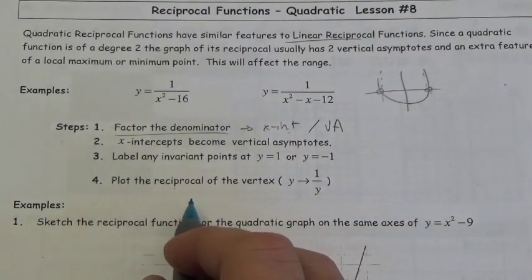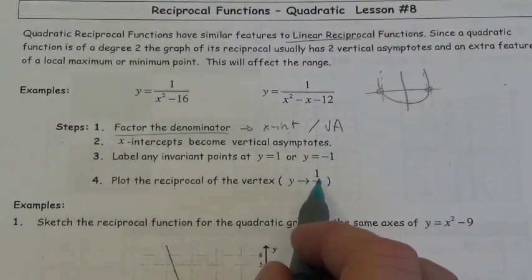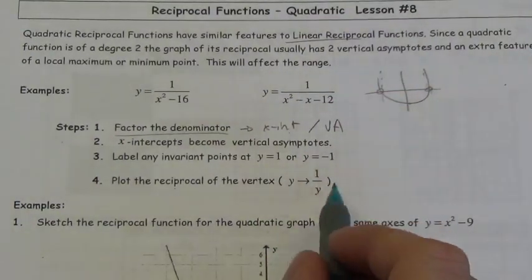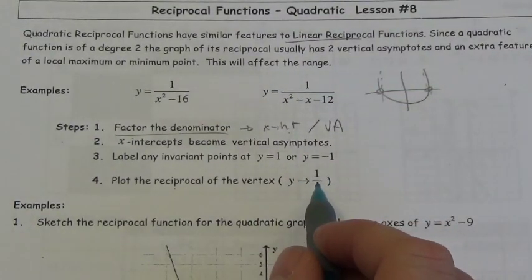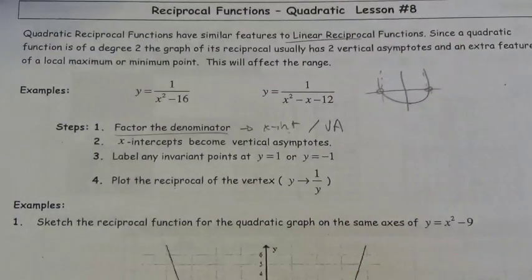And then we're going to find the reciprocal of the vertex. All we're going to do here is take the y-coordinate and flip it. Now, it's important that you remember that it's not the x-coordinate that we're reciprocating, it's the y-coordinate. Just so that you don't do too much work on that vertex and get it wrong because you overdid it. Let's take a look at an example.